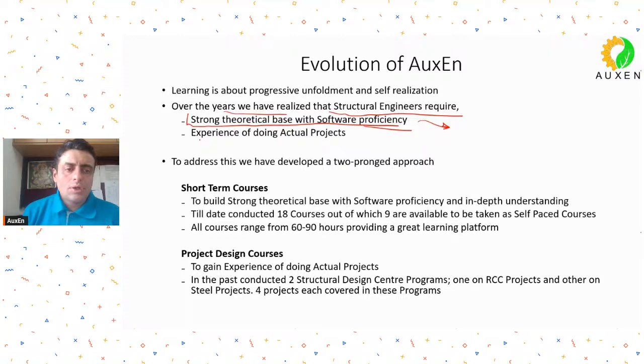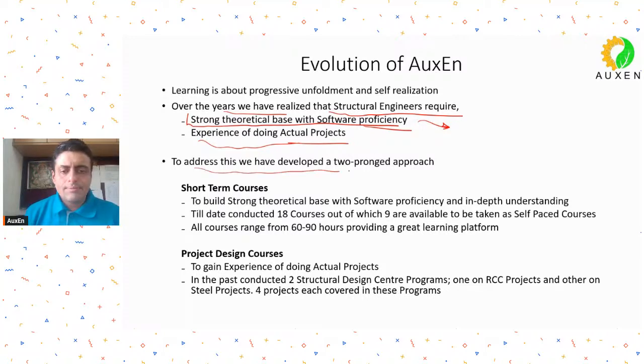In addition to it, you should also have experience of doing actual projects. I have seen some people who have good experience of doing actual projects, but they don't have a strong theoretical background or software proficiency. Or I have seen many young engineers these days who are very good at working on software, or they have good theoretical knowledge, but they don't have the practical experience of working on a project. So both things are required, and as an engineer, you need to develop on both these aspects of engineering.